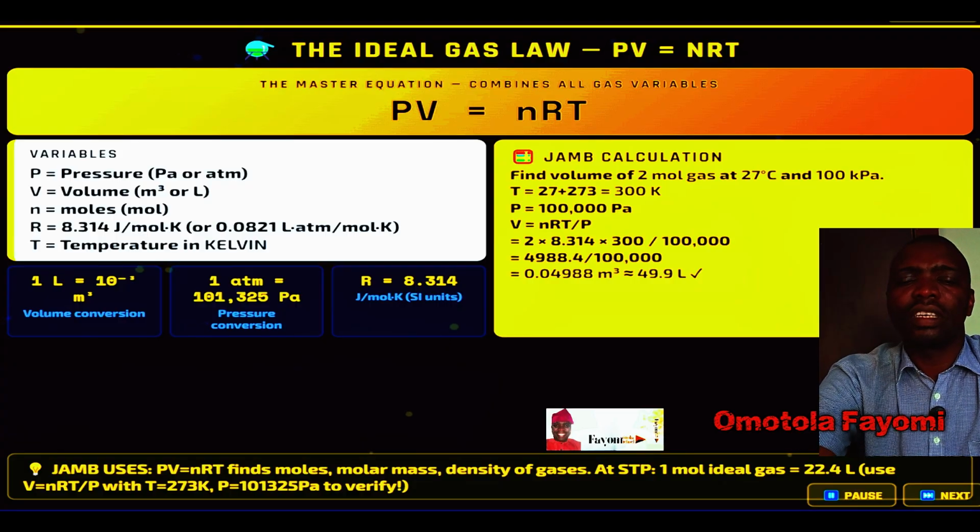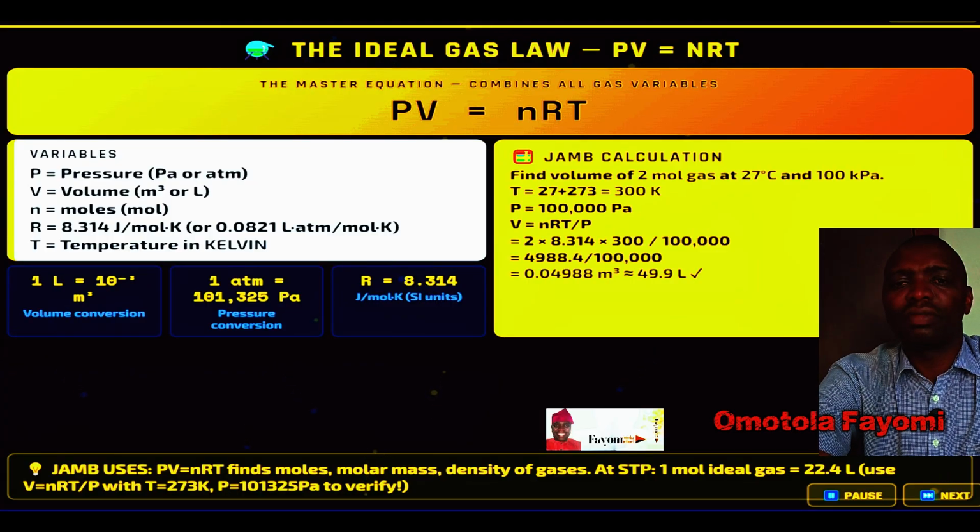The equation is incredibly powerful. It connects mass, pressure, volume, and temperature all in one formula. You can rearrange to find N, the mole, by dividing PV by RT. From moles, you get mass. You can find molar mass of an unknown gas from density and this equation.